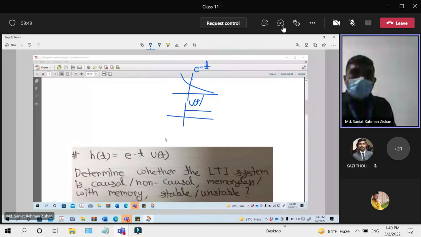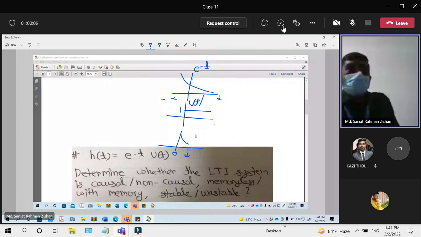If I multiply these two, this will be our resultant signal, because u(t) is 1 within 0 to infinity, and e to the minus t is from minus infinity to plus infinity. So the common duration is from 0 to infinity. This one is e to the minus t into 1, so it will become e to the minus t.